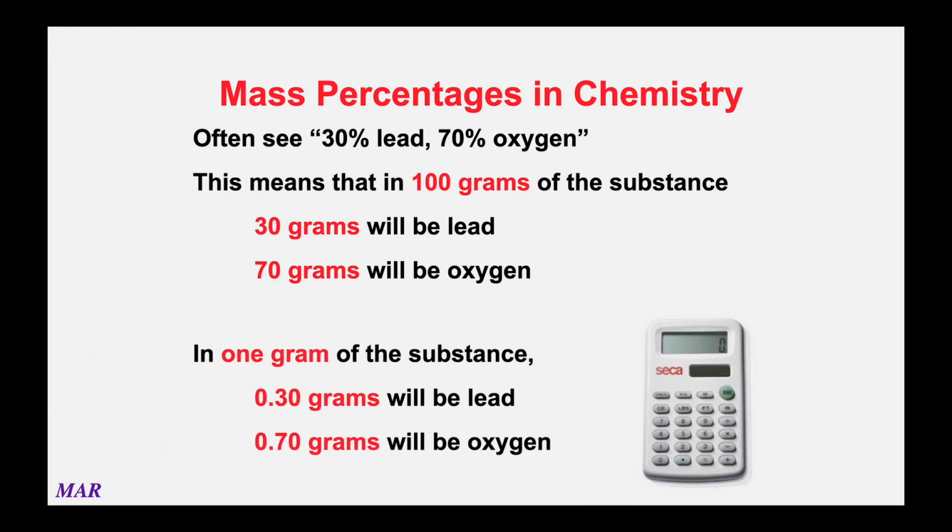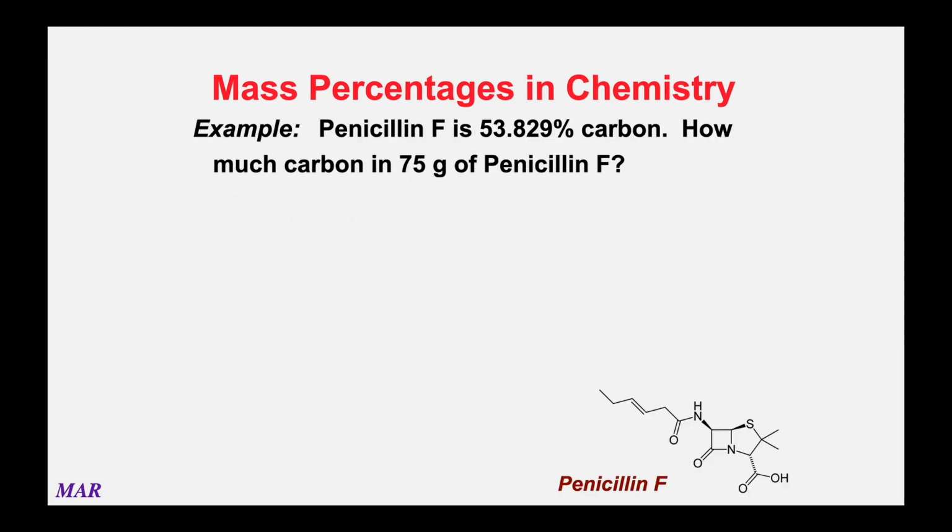So in 1 gram, you'd have 0.30 grams of lead and 0.70 grams of oxygen. That's fine too. A lot of times I'll talk in terms of 100 grams because people tend to see it pretty easily, but you're welcome to use just 1 gram or a billion grams, whatever you want, in order to figure it out. Here's an example with a penicillin compound.